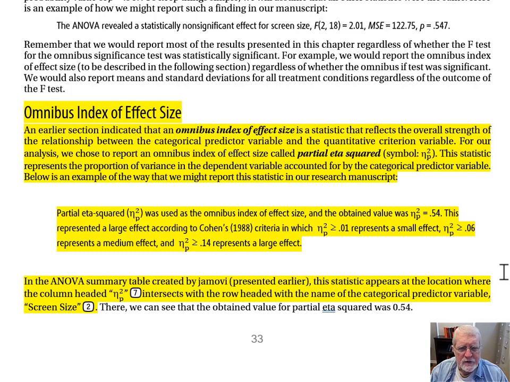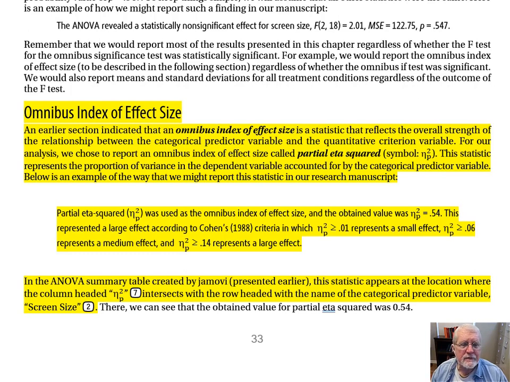This represented a large effect according to Cohen's criteria, in which 0.01 represents a small effect, 0.06 represents a medium effect, and 0.14 represents a large effect. Notice these criteria are different from some of the other indices of effect size we've used this semester. These criteria are different, for example, compared to the criteria for interpreting Cohen's d statistic. So get accustomed to that. We have different criteria depending on which statistic we're looking at.